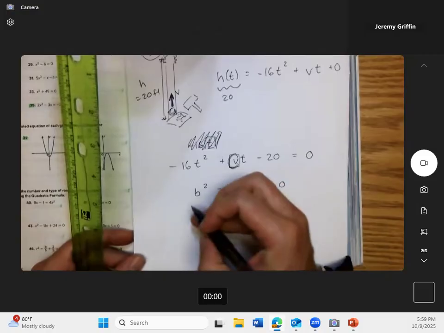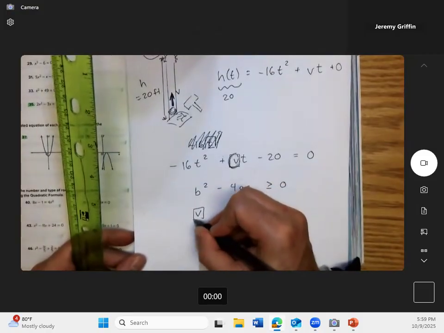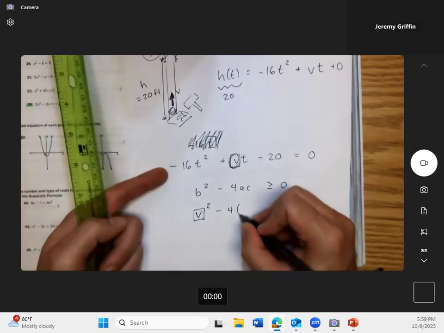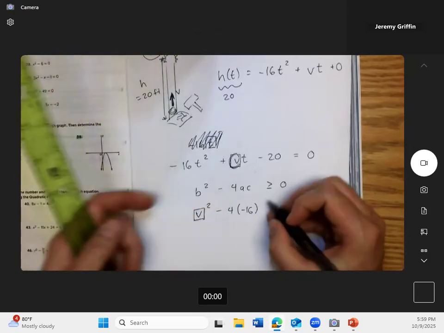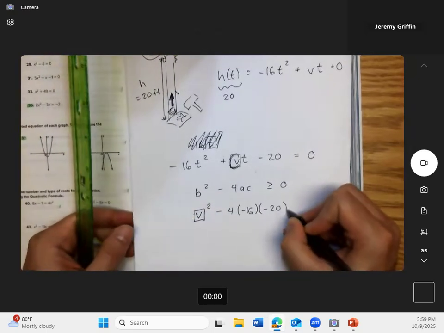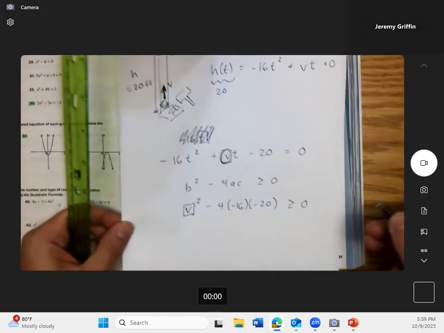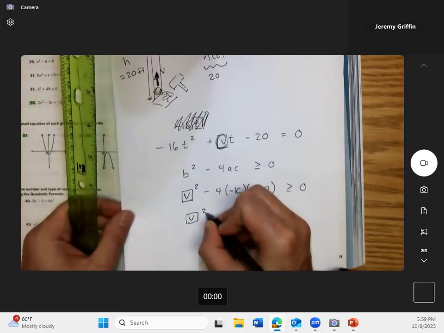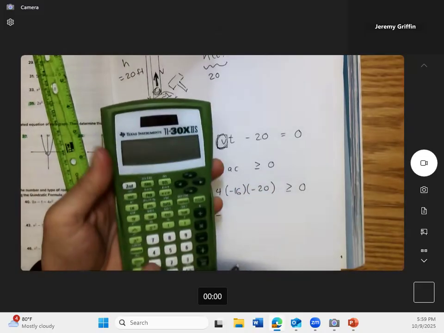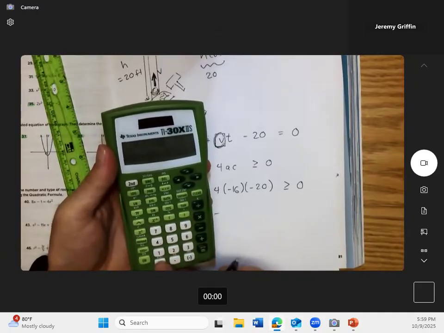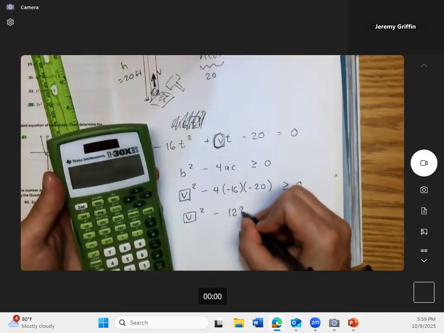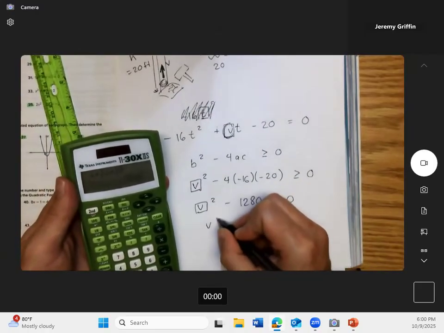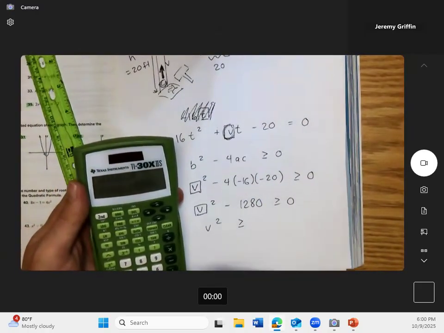Well, here's my b value, b. Okay, so that's what we're solving for. Squared minus 4. My a value is negative 16. Careful with the negatives. And my c is negative 20. Yeah, so there's negatives flying all over the place. That must be greater than or equal to 0 to win the prize. So v, we're solving for, squared minus, what is all this? 4 times 16 times 20, 1280, greater than or equal to 0. So add that over. b squared greater than or equal to 1280.